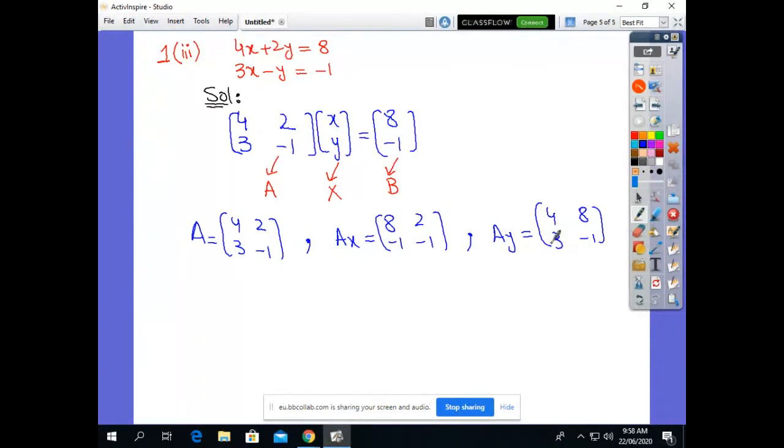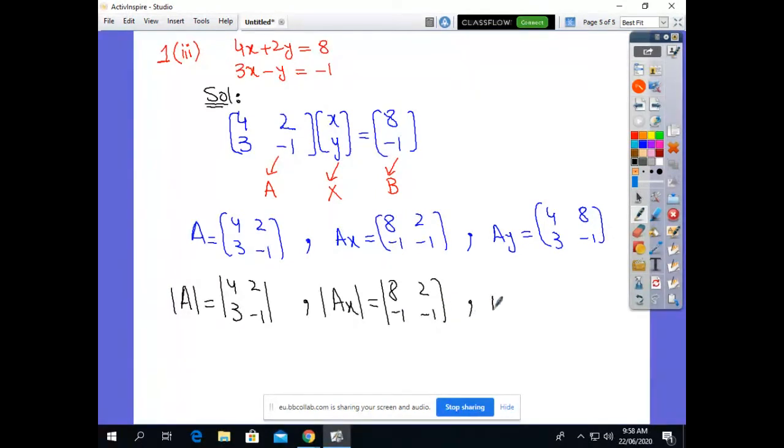Now we find the determinant of these matrices. The determinant of matrix A is equal to the determinant of 4, 3, 2, negative 1. Similarly, the determinant of matrix AX is equal to 8, negative 1, 2, negative 1. Similarly, the determinant of matrix AY is equal to 4, 3, 8 and negative 1.